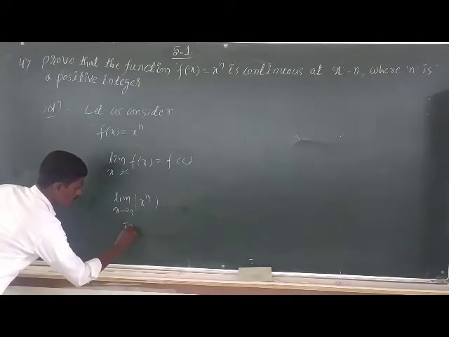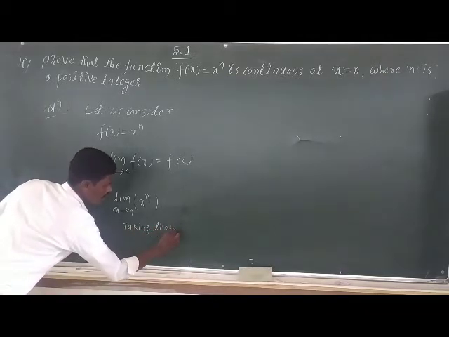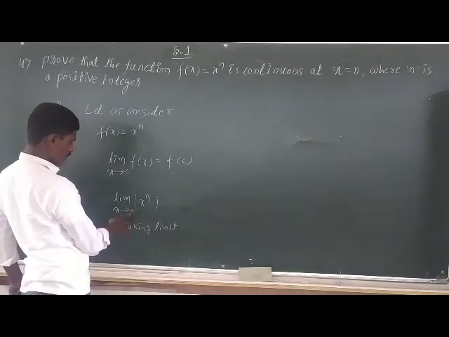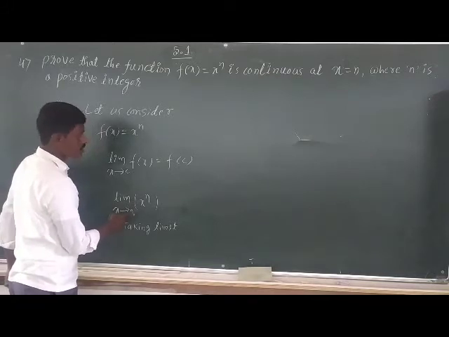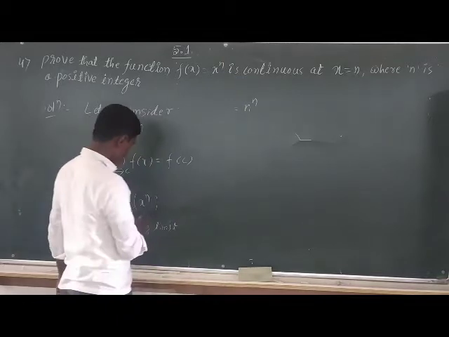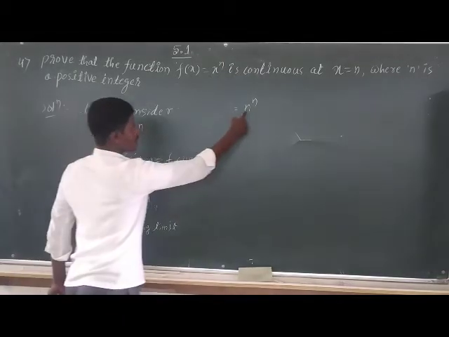Now taking the limit means put the value of x as n, because the limit approaches n. Therefore, this is equal to n raised to n, because when you put the value of x as n here, it is n raised to n.